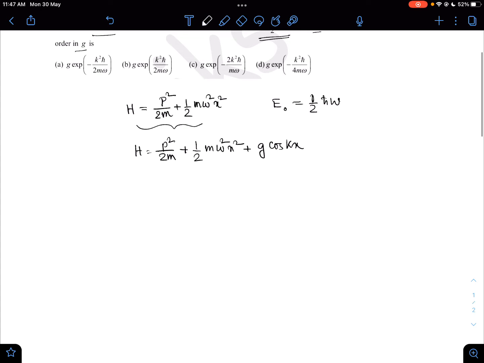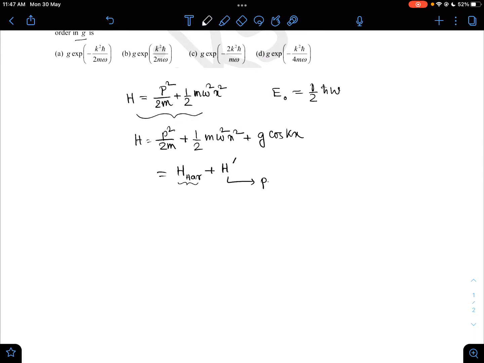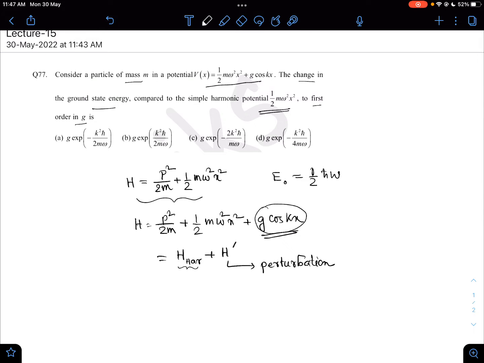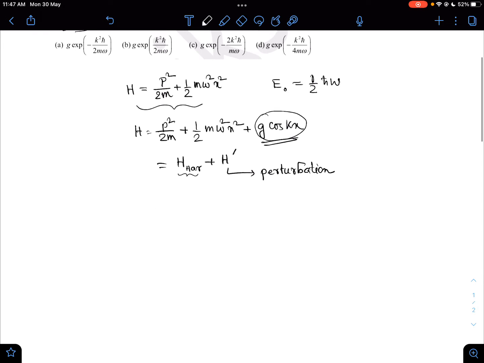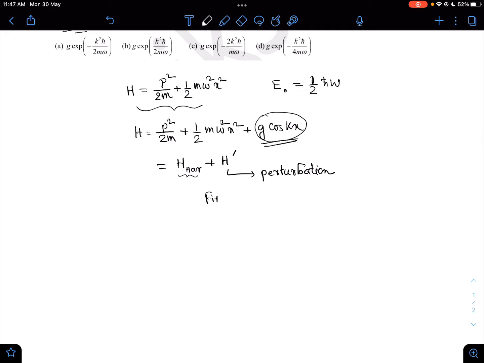So we can write this as H harmonic, the harmonic oscillator Hamiltonian, plus an extra term. We can treat this as a perturbation. So we are perturbing our simple harmonic oscillator Hamiltonian with this perturbation term, and due to this we have to find the correction to the energy in first order in g. That means we have to use first order perturbation theory.